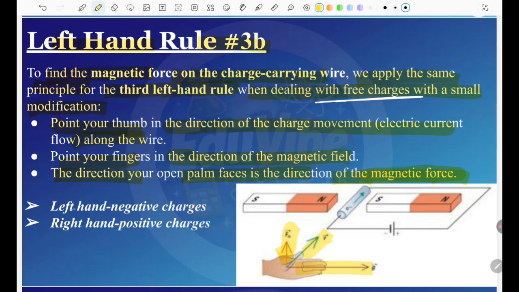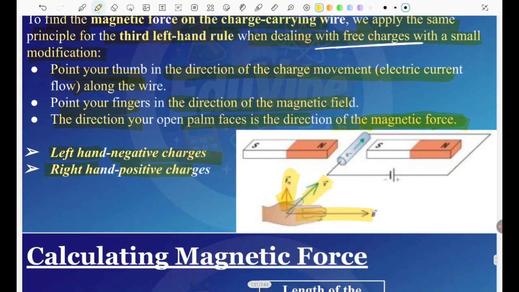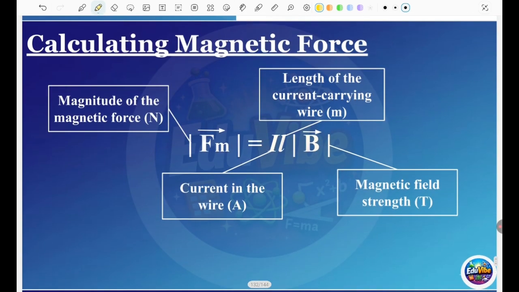From here we can say that the left hand is for the negative charges and the right hand is for the positive charges. It's the same thing we do in the first hand rule. So that's the thing you have to know in the left hand rule. And there's one more thing.